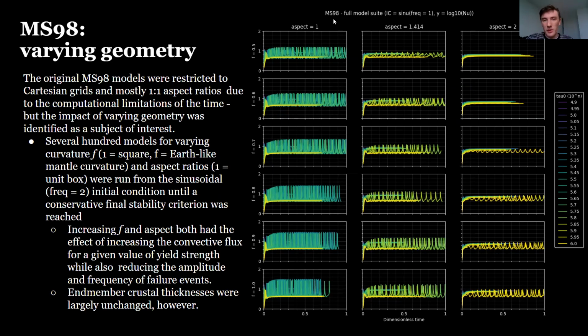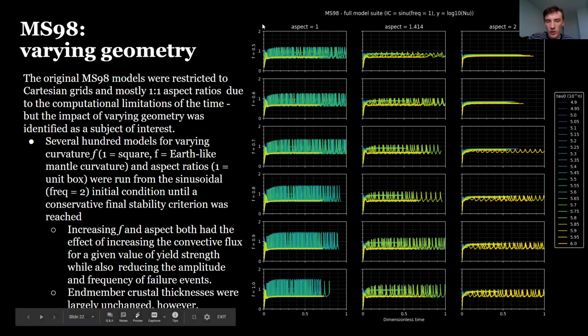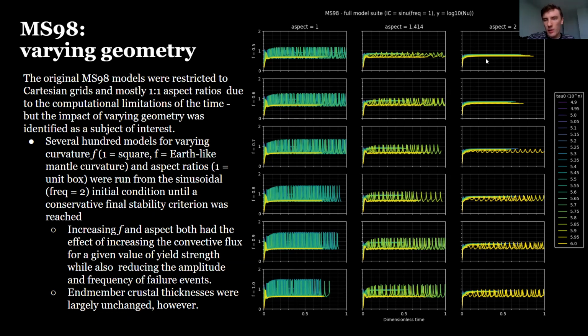So the other thing I did, of course, was explore the effect of geometry. As I said, here's increasing aspect ratio, so wider models, and here's more curved models where 0.5 is Earth-like curvature and 1.0 is like a perfectly square box. And generally, we see that increasing the length of the outer boundary layer, in the sense of increasing the curvature or increasing the aspect ratio or both, has the effect of preferencing the mobile regime. It effectively weakens the upper lithosphere compared to the convective vigor.